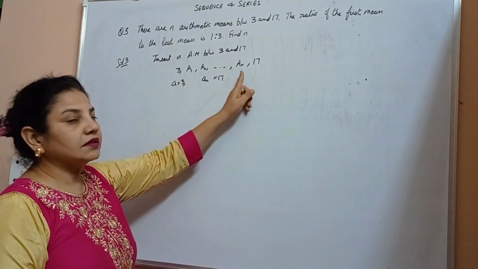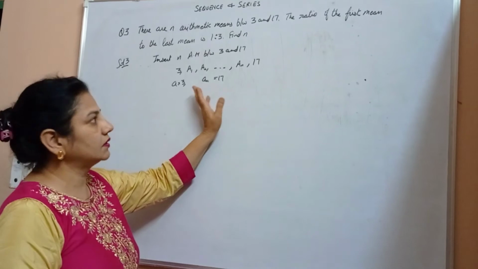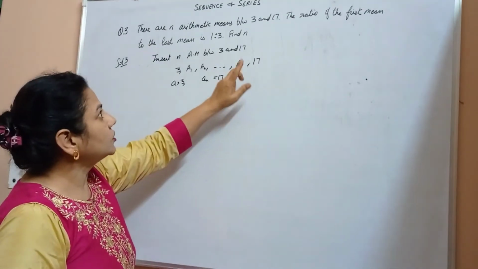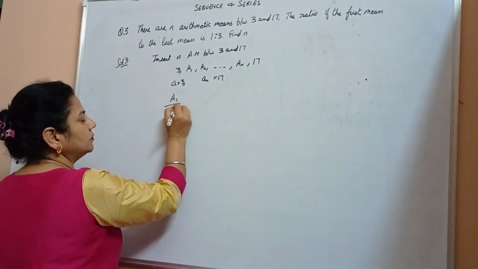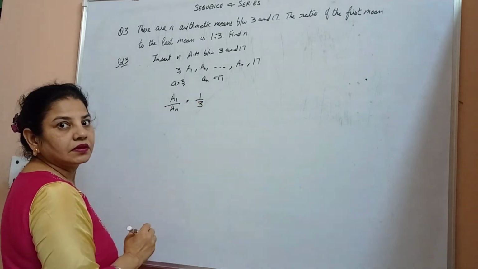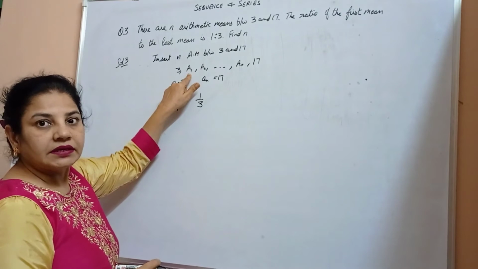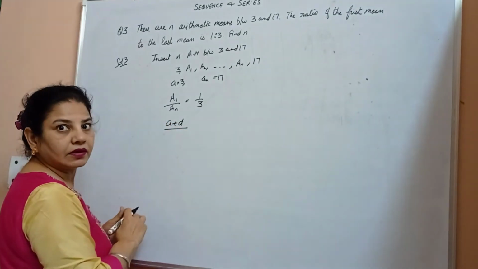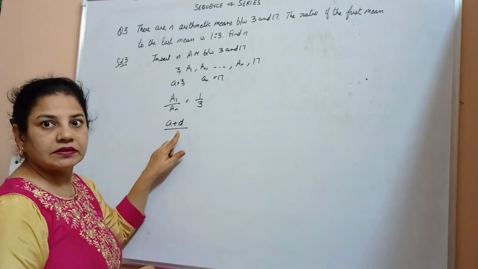As there are n arithmetic means, the number of terms will be n plus 2. The ratio of the first mean and the last mean is given as 1 by 3. The first mean means the second term. As they are in AP, the second term is given as a plus d.